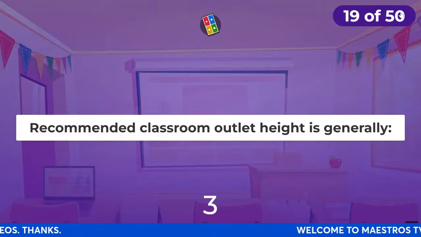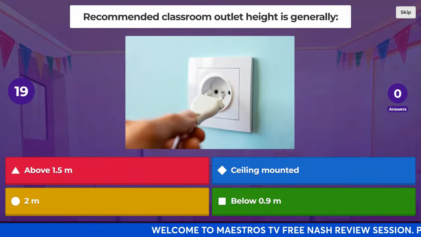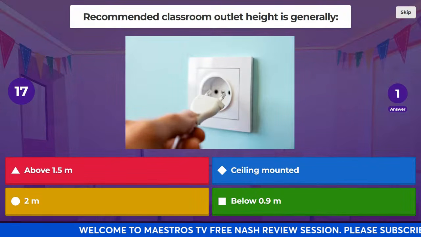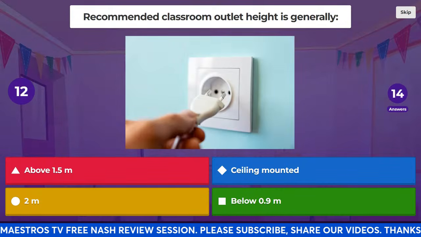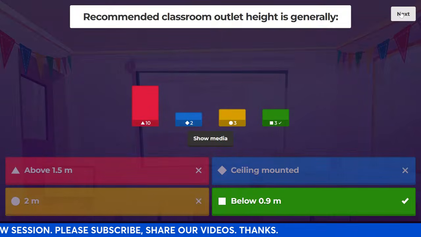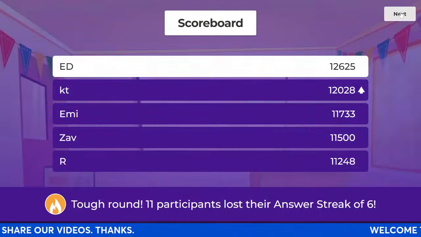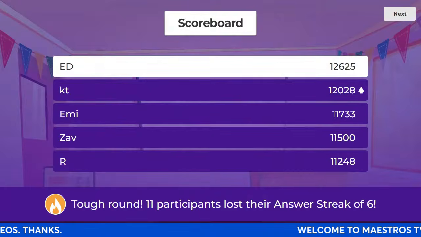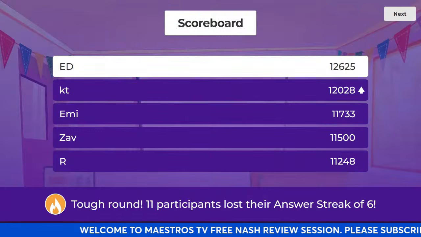No name yet. Recommended classroom outlet height is green, below 0.9 meters. Okay, we have new name. That's Katie. Katie now on the second place immediately.